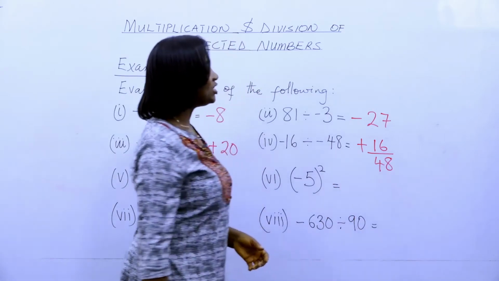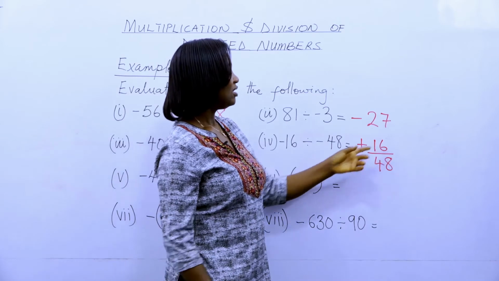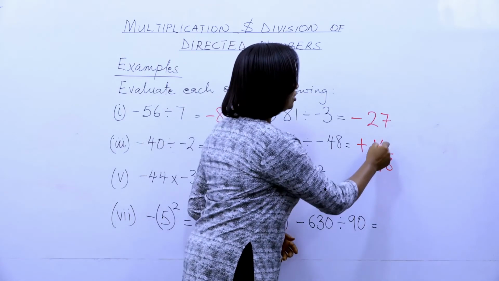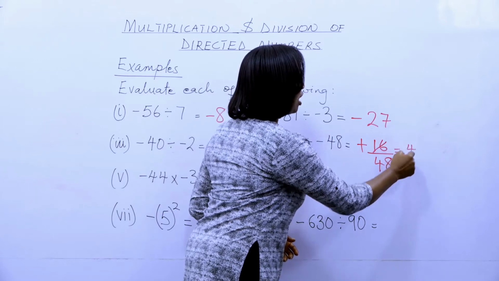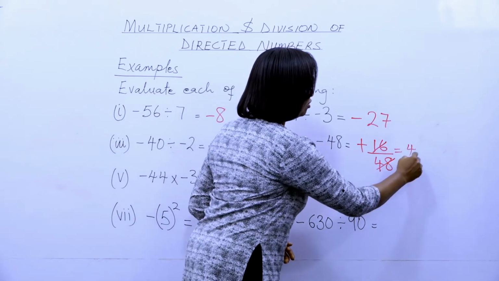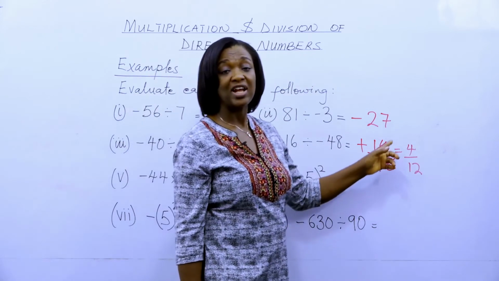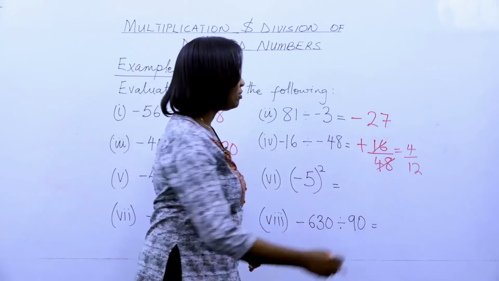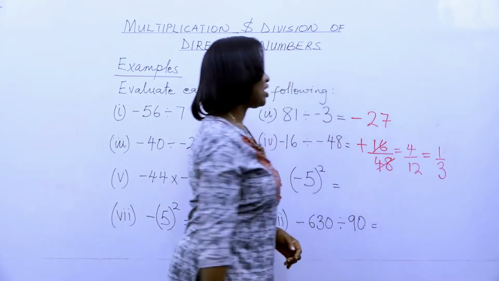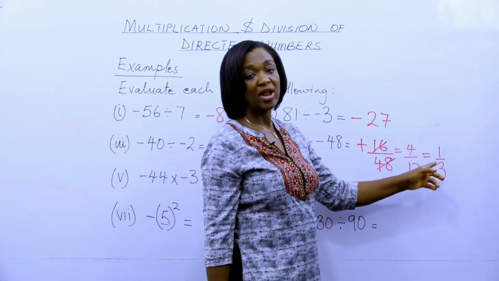How many 16s do we have in 48? Let's see. Let's divide by 4. 4 in 16 is a 4. And 4 in 48 is a 12. So the answer is 4 out of 12. But to leave that answer in its simplest form, or lowest term, it will be 1 over 3. So the answer is plus 1/3.